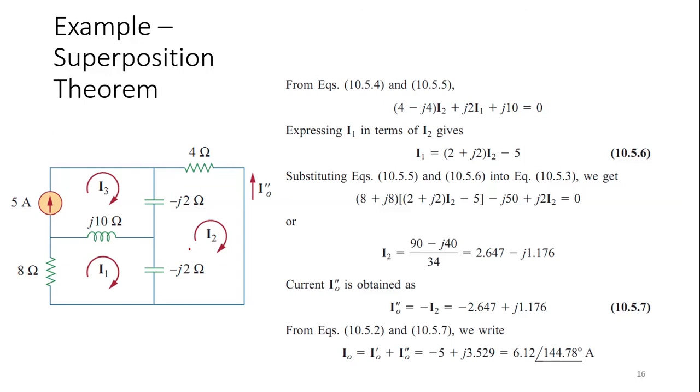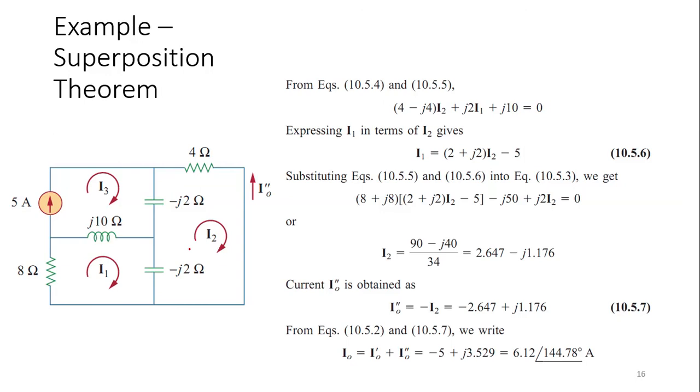We can use KCL or KVL or mesh analysis or nodal analysis, any of the techniques to solve this type of circuit. So in simple words, our objective should be clear: we need to open circuit all the current sources and consider one of the voltage sources. And if we have to consider the current source, we need to short circuit the voltage source and open circuit any other current sources in the circuit.